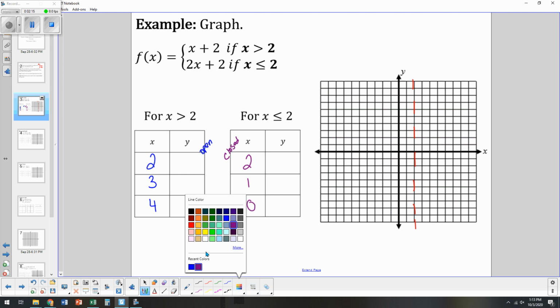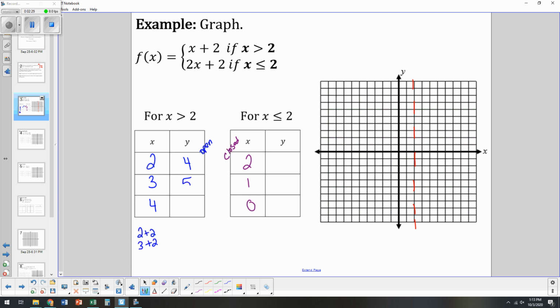So now I'm going to substitute in 2 to this equation. So we're going to have 2 plus 2, and we get 4. I'll plug in 3 to this equation, so we have 3 plus 2, or 5. And then I'll plug in 4 to that equation, so we have 4 plus 2, or 6. So I could already graph this line. I have the point (2, 4) with an open circle. I have (3, 5) with a closed circle. And I have (4, 6) with a closed circle. So this line's going to look something like that.